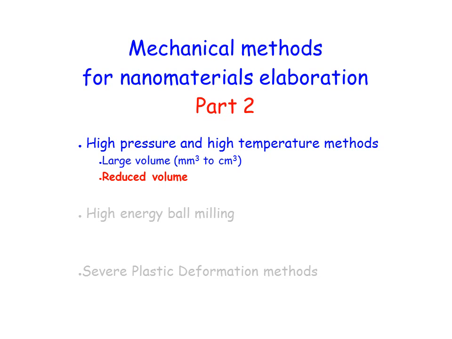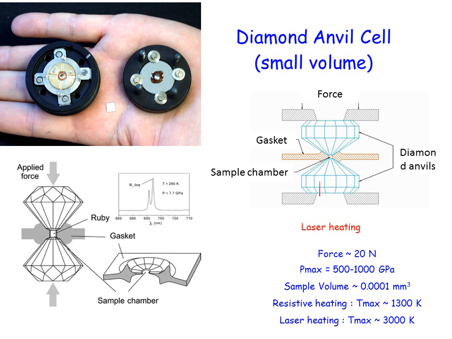In this second video on the mechanical methods for nanomaterials elaboration, we are going to consider high pressure and high temperature methods that use very reduced volumes for the synthesis. Of course, we are speaking about the diamond anvil cell, and the volumes that we are speaking about are about 10 to the power minus 4 cubic millimeters. So these are volumes that we can use for research, but not for applications.